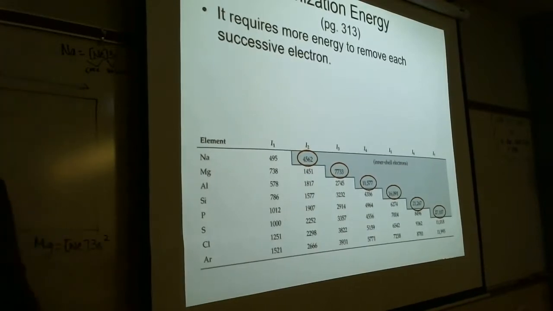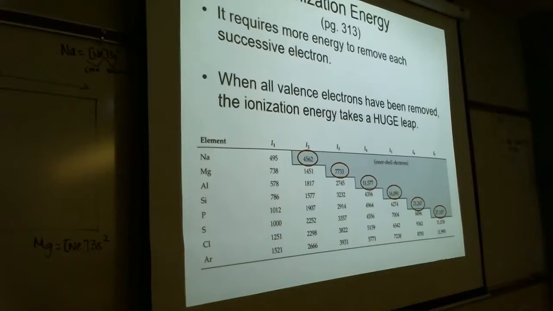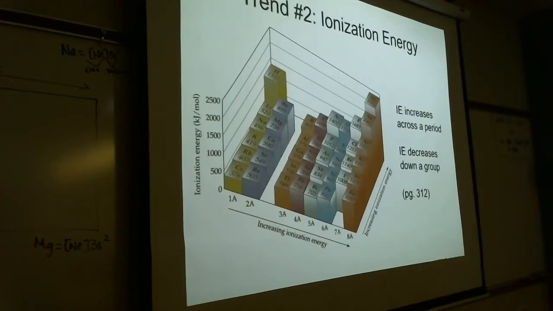So you can see this trend. Every time you remove an electron, especially once you've removed the valence electrons and you're getting into core, the numbers are just astronomical. That's why the leap happens after you remove all those valence electrons. You're getting into core.